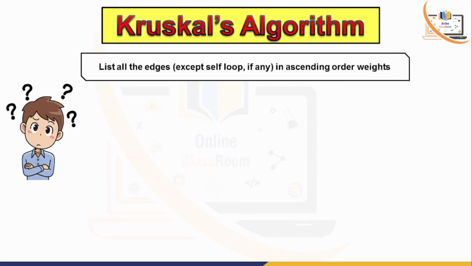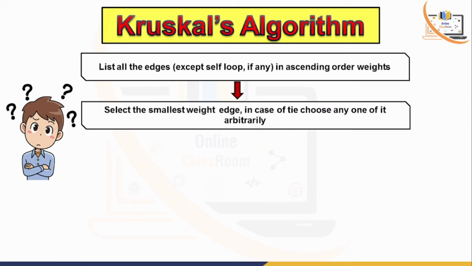So basically, the first step is, whenever there is a graph, we have to list all the edges except the self loop, okay, in ascending order of their weights, okay. So in the next step, we have to focus on the smallest weight edge. In case of a tie, that means it may happen that some of the corresponding weights are tied, then we have to choose arbitrarily. So that is the second step.